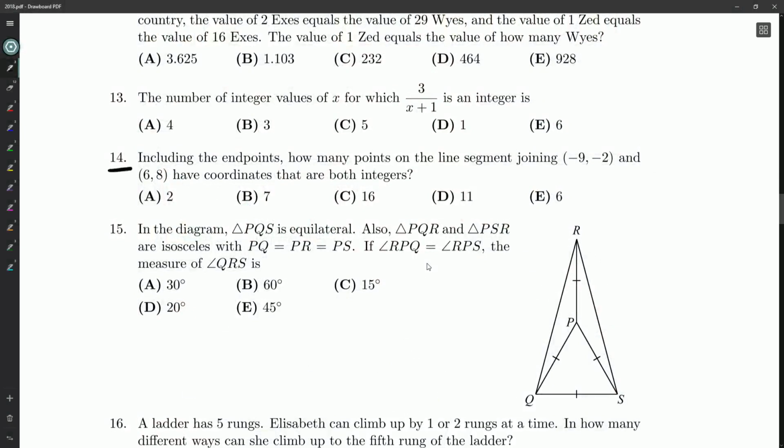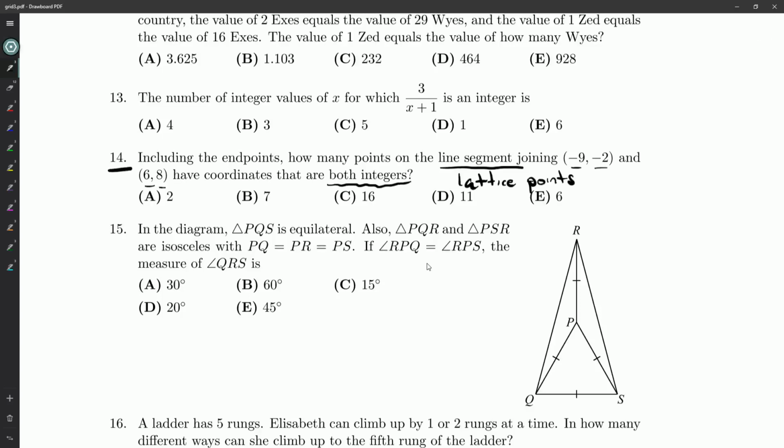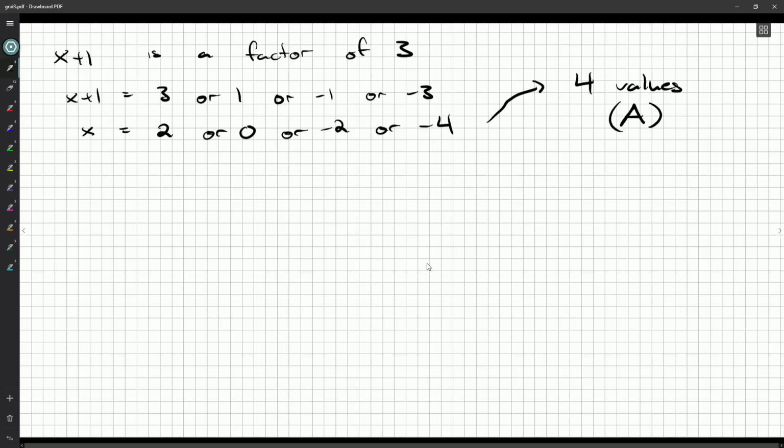Including the endpoints, how many points on the line segment joining (-9, -2) and (6, 8) have coordinates that are both integers? These are sometimes called lattice points. We don't need to know that to do the question, but it's a useful thing if you want to learn more about them. Okay, now what we could do is come up with the line between these two.